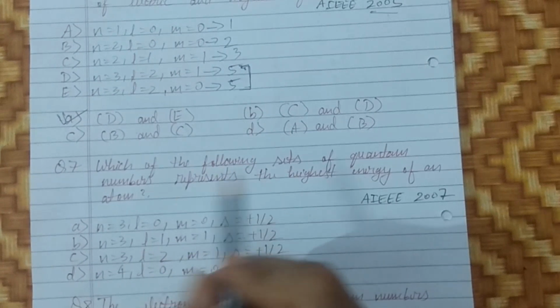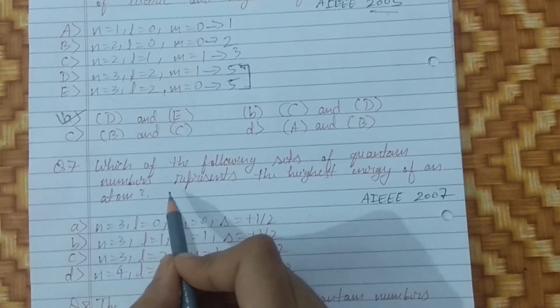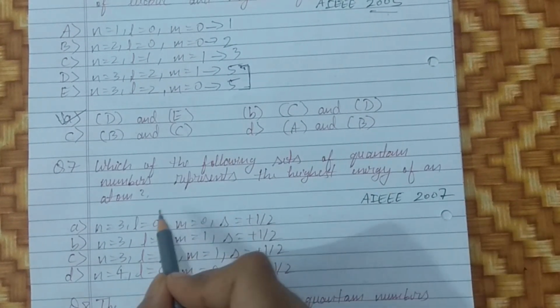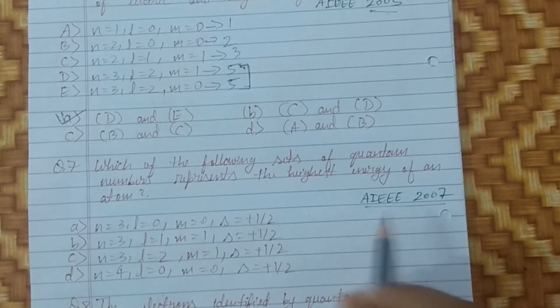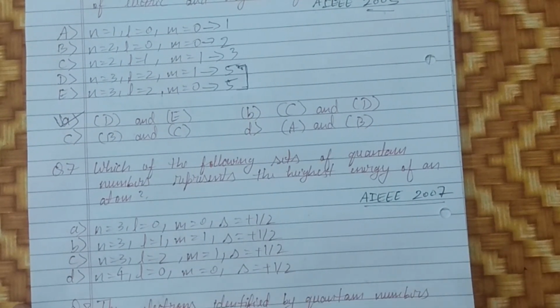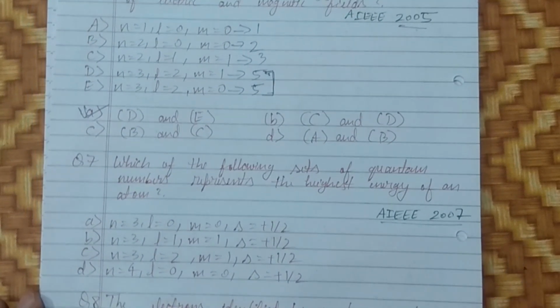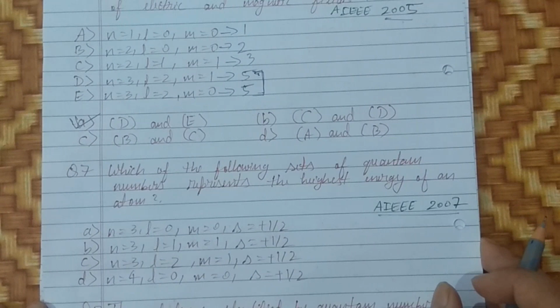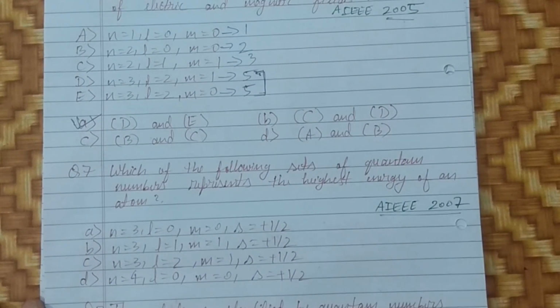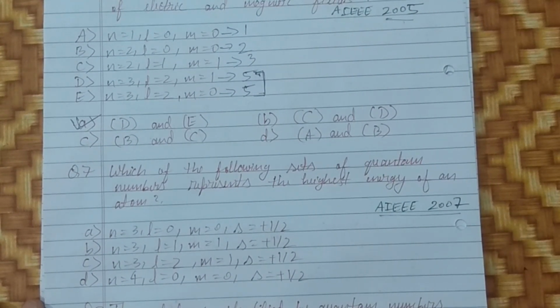Question 7. Which of the following sets of quantum numbers represents the highest energy of an atom? AIEEE 2007. So highest energy should be the atom with the highest value of n plus l, right? And if two electrons have the same value of n plus l, then the one with maximum principal quantum number will be the highest.